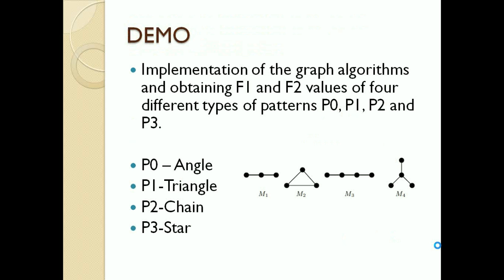Well, let me give a small demo of my project. We are obtaining these F1 and F2 values of 4 different types of patterns: P0, P1, P2, P3, which are nothing but the angle, the triangle, chain, and star patterns, which are shown here.